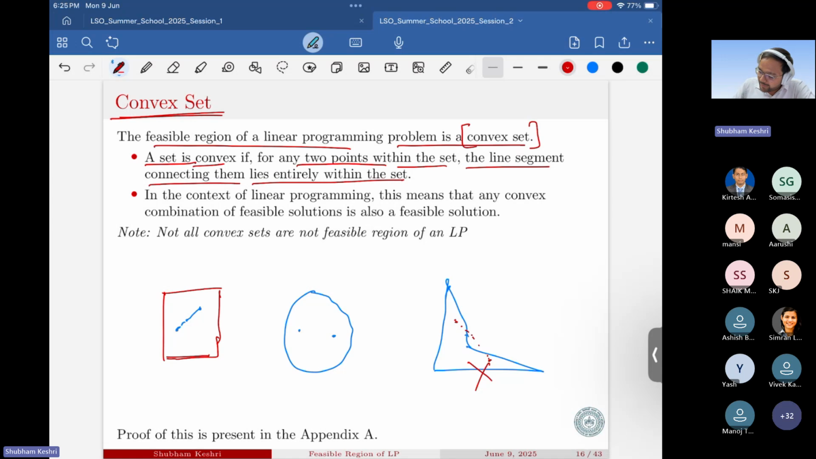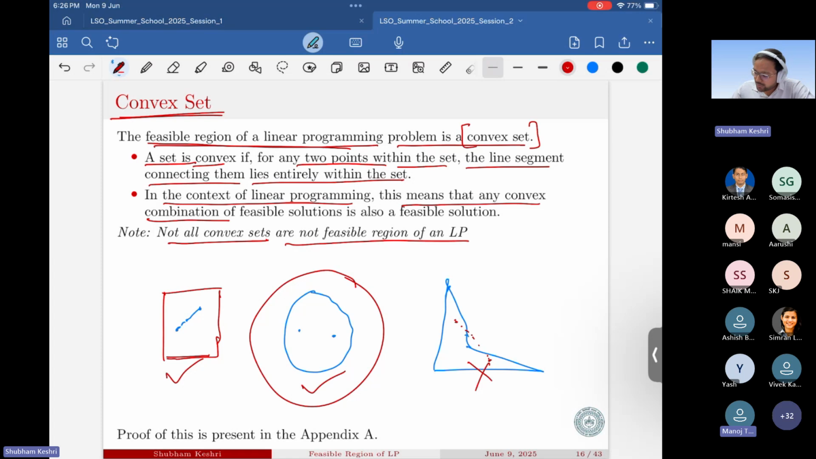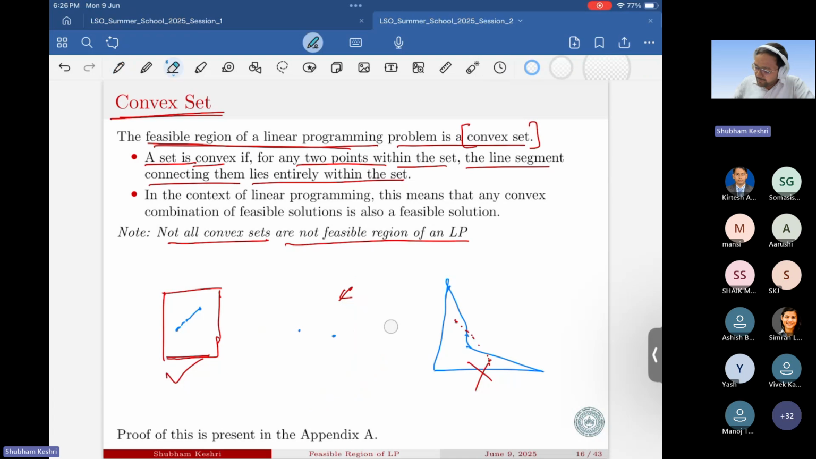In the context of linear programming, it means that any convex combination of, okay, I will come to this. So this is the definition of a convex set, and it says that the feasible region of an LP is a convex set, but the converse is not true. What it means is that not all convex sets are the feasible region of an LP. You see, this is also a convex set, but this cannot be a feasible region of an LP. Why? Because this is nonlinear. So the converse is not true. We can go in one direction: we can say that the feasible region of an LP is a convex set, but not all convex sets are an LP's feasible region. So what is the second point which I skipped? It says that it means it is some portion.